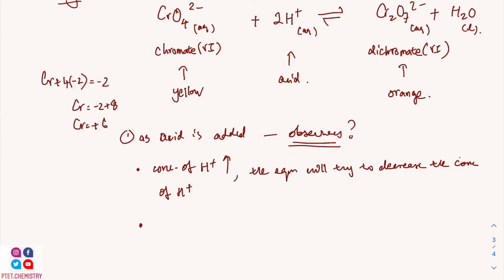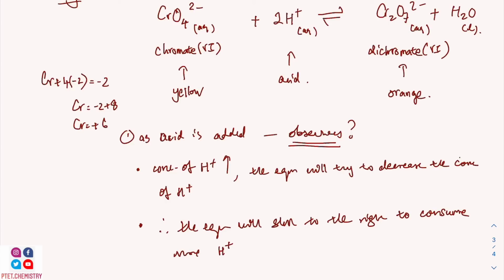The equilibrium from left to right uses up the H plus. So if I want to decrease the H plus concentration, I just use it up. I just use up more H plus. Therefore, the equilibrium will shift to the right to consume more H plus, or to use up more H plus.